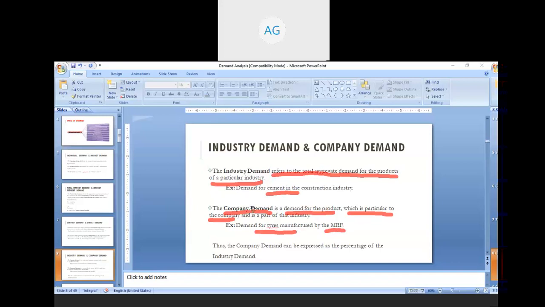So such types of demand are considered as the company demand. Thus the company demand can be expressed as a percentage of the industry demand. If you demand an MRF tire, then it also belongs to the tire industry or the automobile industry. So the company demand can be expressed as a percentage of the industry demand, because it belongs to the automobile industry, which means the company demand is basically a subset of the industry demand. So these are the definitions of industry demand and company demand.